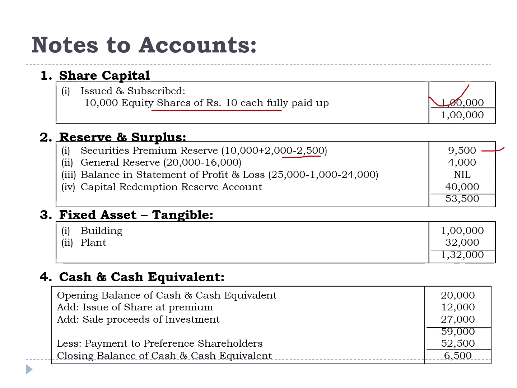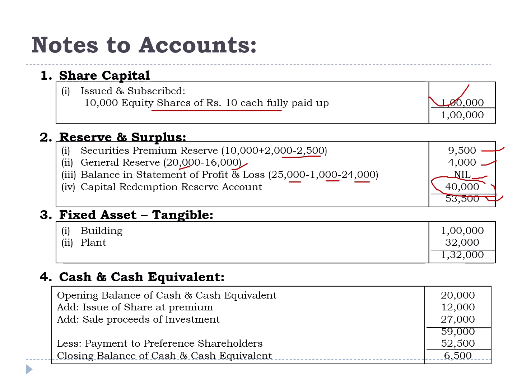General reserve balance was 20,000, and 16,000 has been transferred to CRR. So the balance stood at 4,000. Statement of profit and loss was 25,000; 1,000 loss was adjusted for investment and 24,000 has been transferred to CRR. So the balance is nil. Finally CRR has been created, that is 40,000. So it will be the total of capital redemption reserve balance plus general reserve plus securities premium balance, so total reserve and surplus.